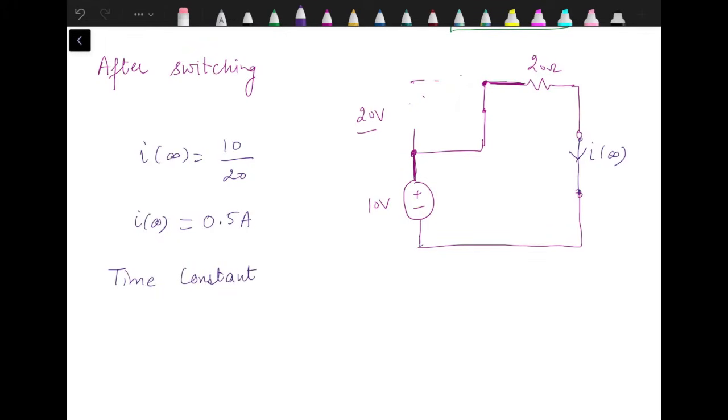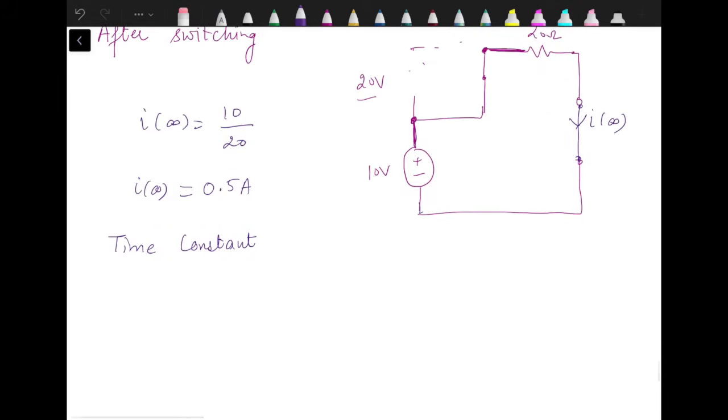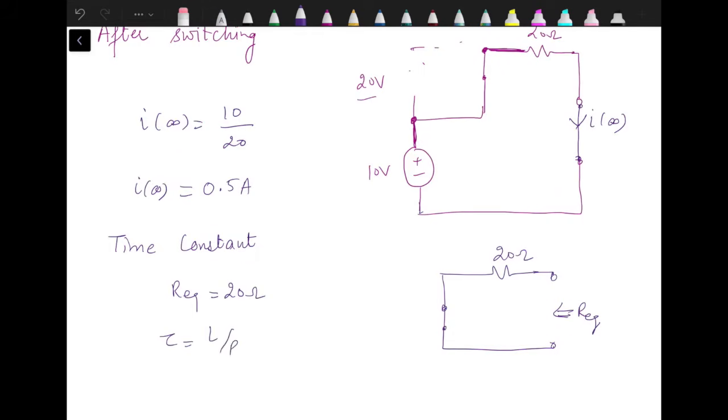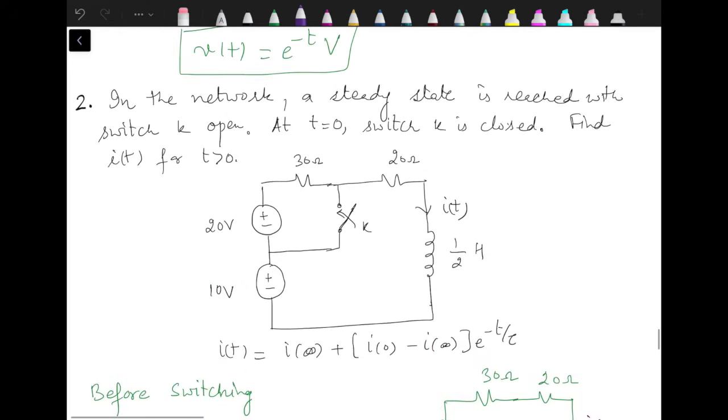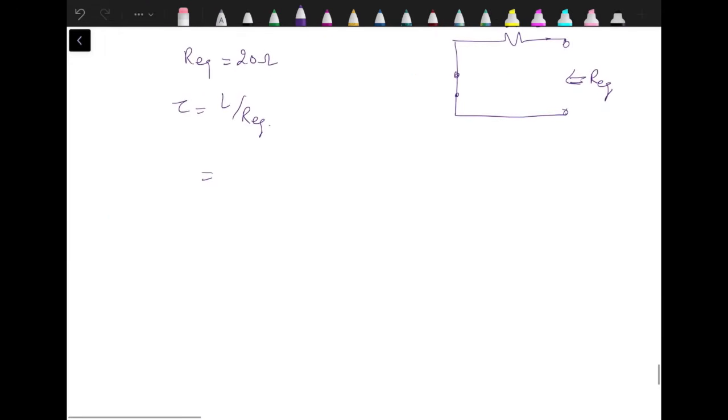Next step is to calculate time constant, again from after switching conditions. After switching, we have only one voltage source and one resistance, 20 ohm resistance, voltage source replaced by short circuit. These are the inductor terminals. So R equivalent is 20 ohm, tau, which is L by R equivalent, the value of L was 1 by 2, so 1 by 2 into 20, 1 by 40 seconds.